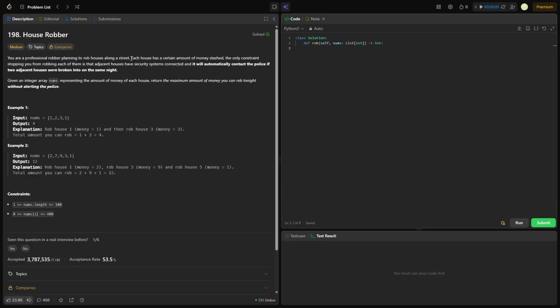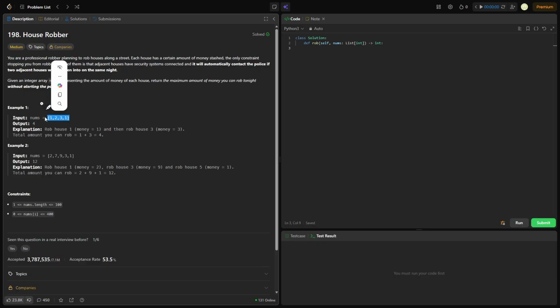The only constraint is that you can't rob houses that are adjacent to each other, because it'll trigger security systems and then automatically contact the police if two adjacent houses are broken into, right? So this array basically represents a row of houses, and we just can't rob two houses next to each other. And we have to find what is the maximum amount of money we can steal. Each value represents a house, and the actual number is the amount of money in that house, right?